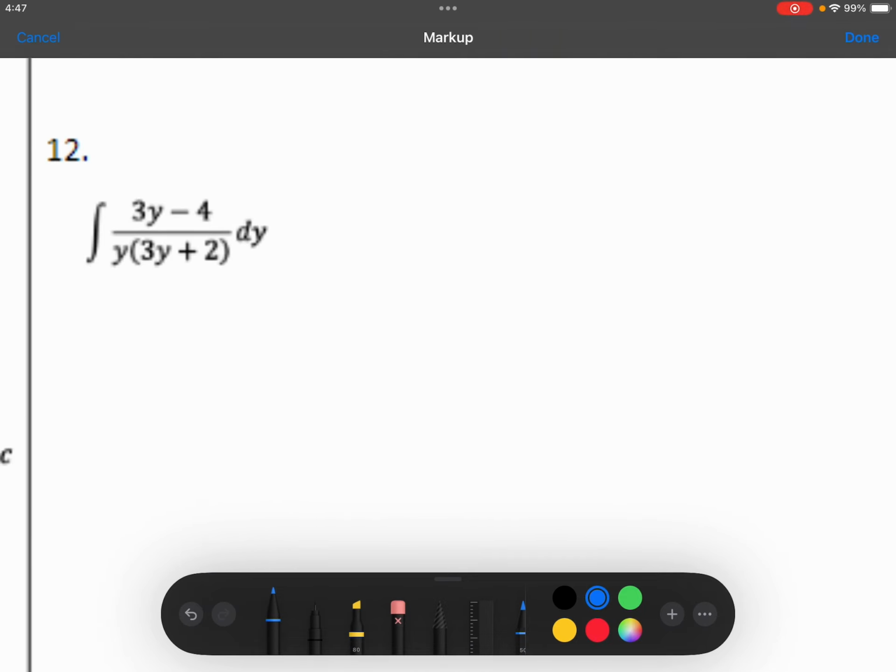Question 12, we've got the integral of 3y minus 4 over y times 3y plus 2 with respect to y. First thing I might think is to try and do a guess and check. I'm looking at the denominator here and seeing 3y squared plus 2y, but that would differentiate to be 6y plus 2, which is not like the top at all. So no, guess and check's not going to work here.